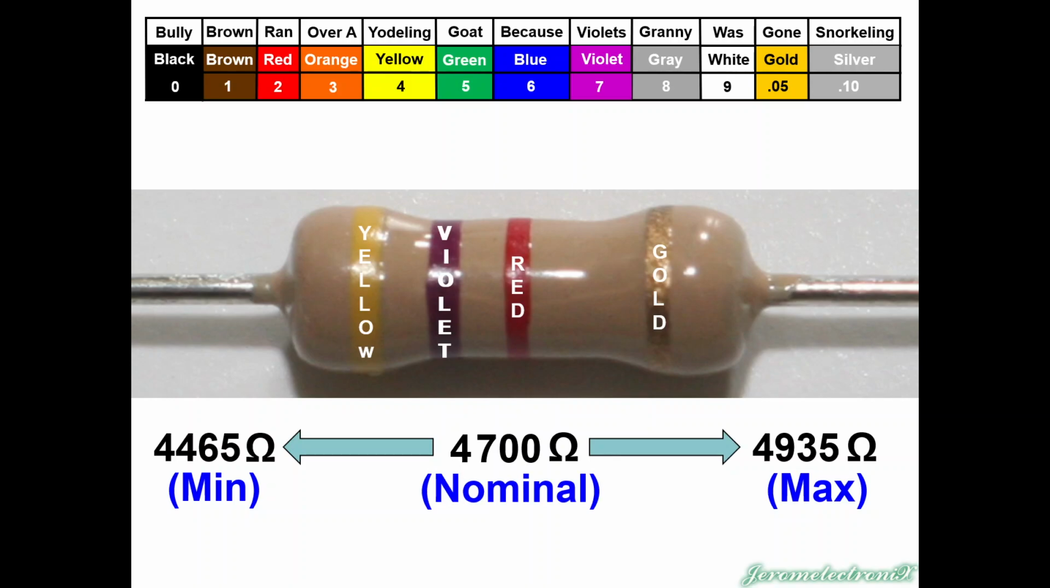So we call that middle number the nominal resistance. Nominal is another word for just named. So that is the named resistance of this resistor. But there is a range.